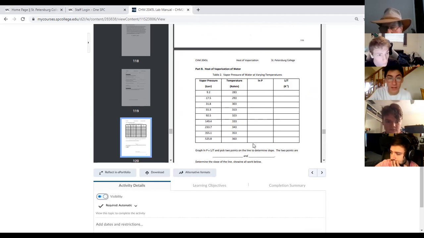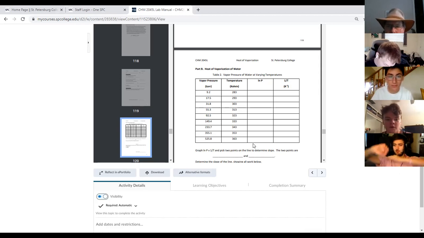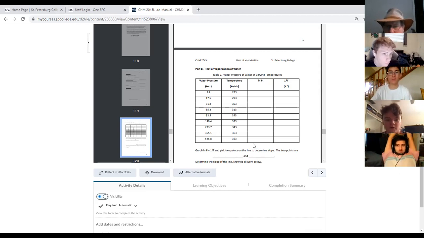So to fill in the table, for example, LNP, we would just put LN 9.2 in our calculator, right? That's all you got to do. Put LN, hit 9.2, enter. Okay. Record that number. And the 1 over temperature, just put 1 divided by the temperature. Okay, just making sure. Thank you. No problem.